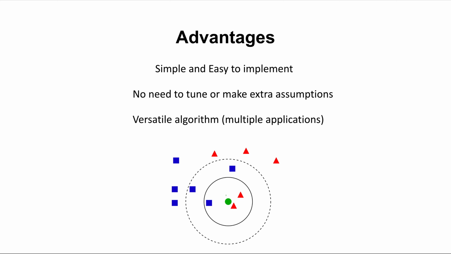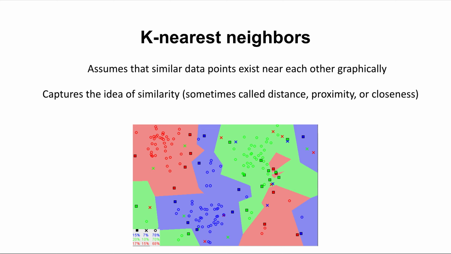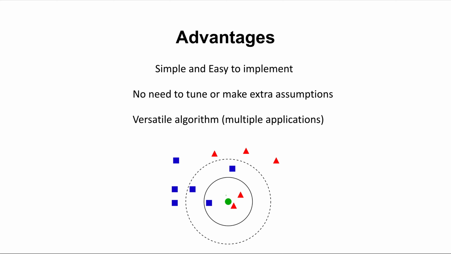Makes sense. Another advantage of the k nearest neighbors model is that there's no need to tune it or make extra assumptions. Our fundamental assumption, going back to this slide, is that similar data points will naturally exist near each other graphically. In other words, we're assuming that data points with similar behavior and similar optimal output will be very close to each other in proximity or closeness. So there you go. We don't have to make any other assumptions. That's the main assumption we're making.